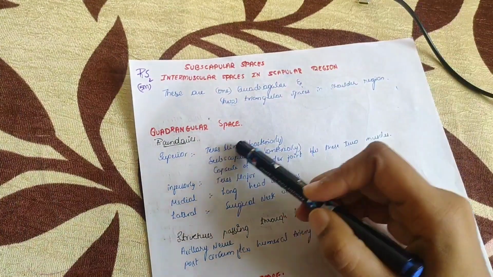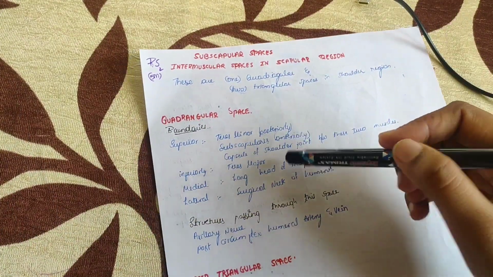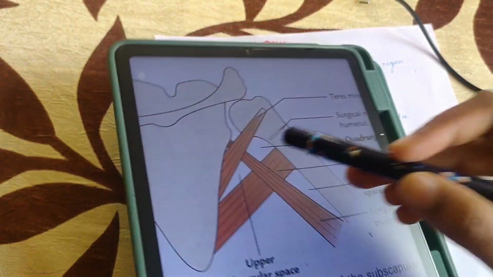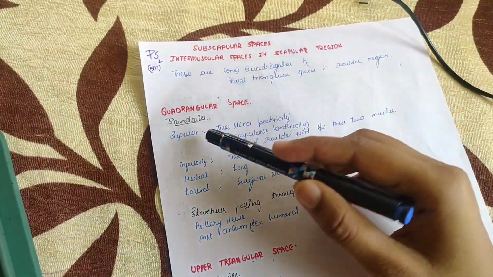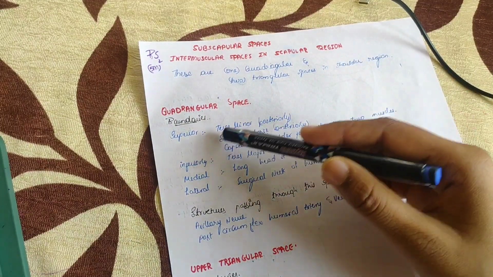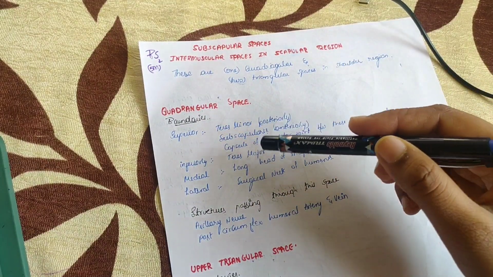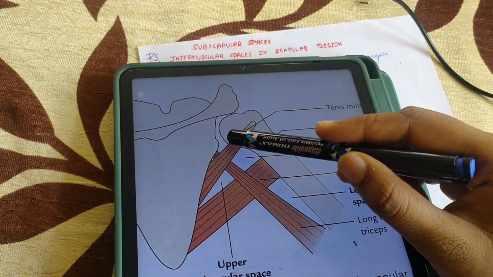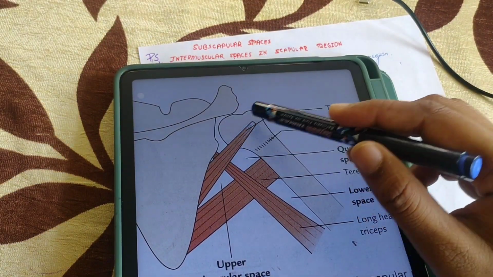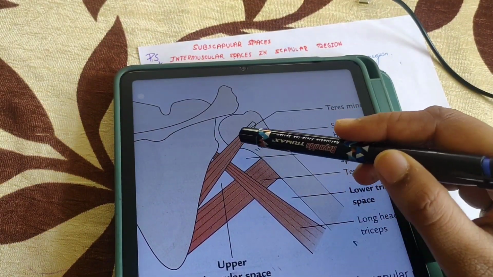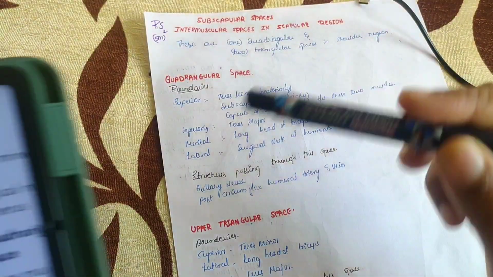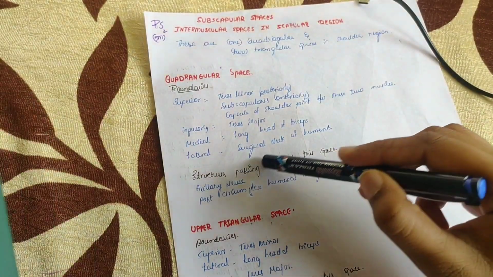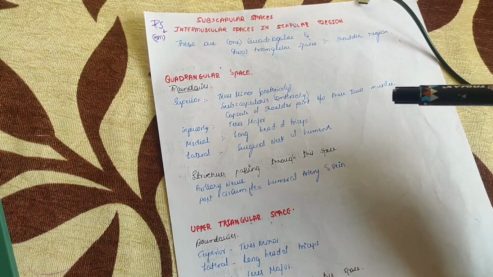Superiorly we have teres minor posteriorly, and anteriorly, below the scapula, the subscapularis muscle will be there. This is not shown in this image. In between those two muscles there is the capsule of the shoulder joint. And inferiorly I said teres major. Medially long head of triceps. Laterally there is the surgical neck of humerus. So you got the boundaries of the quadrangular space.